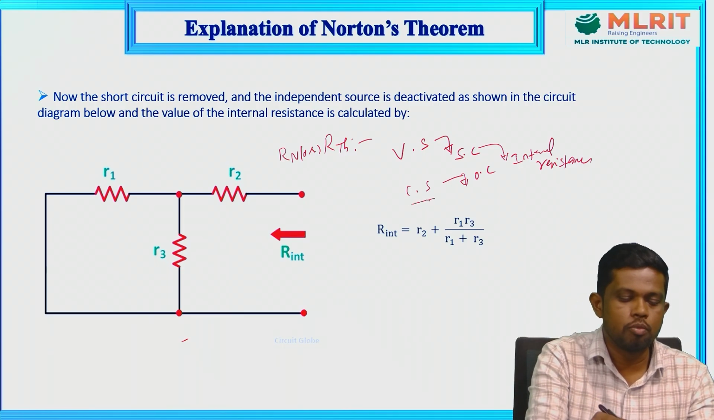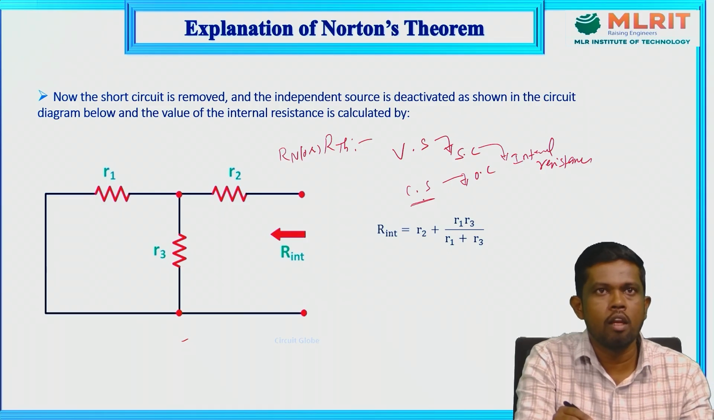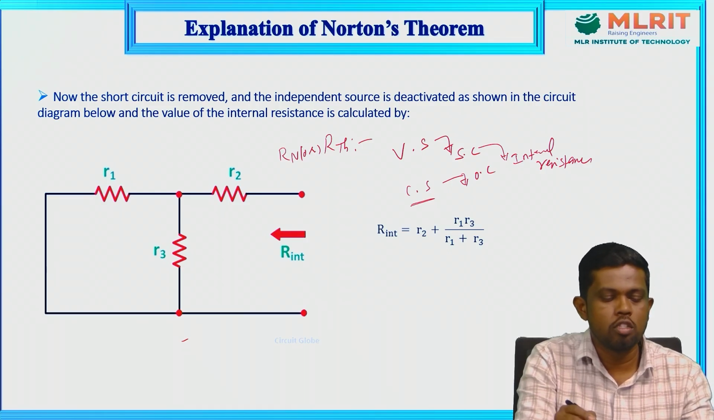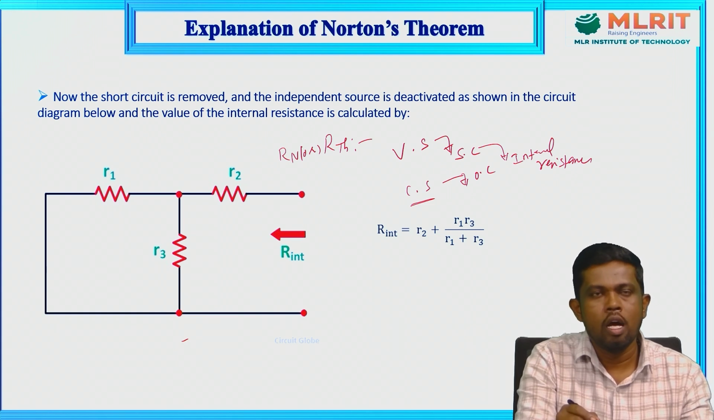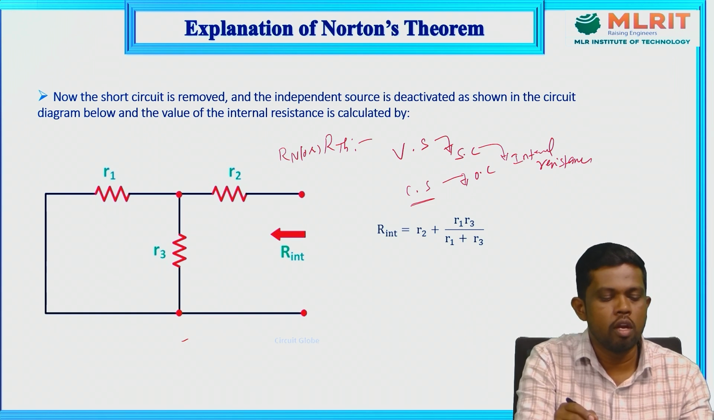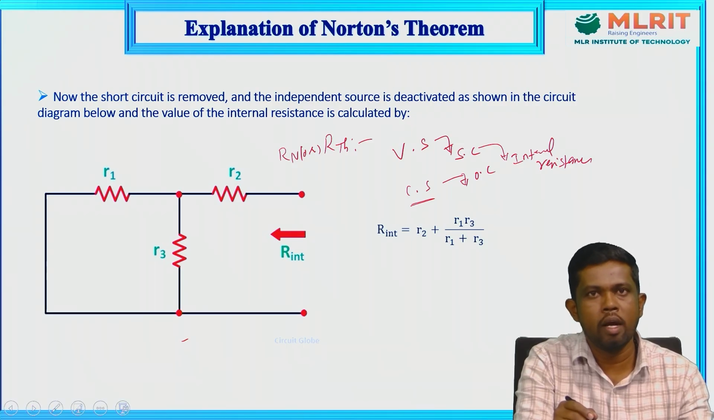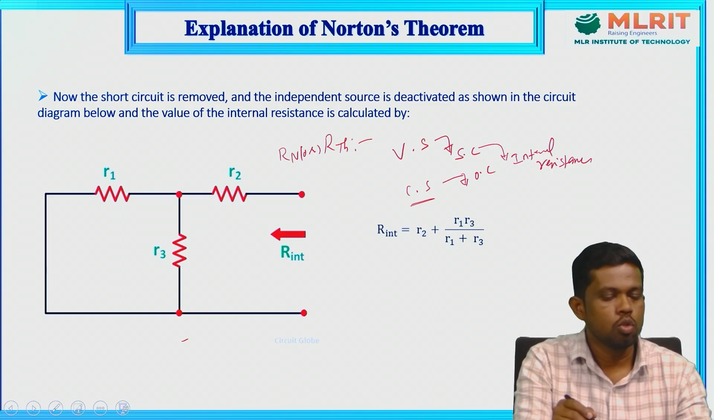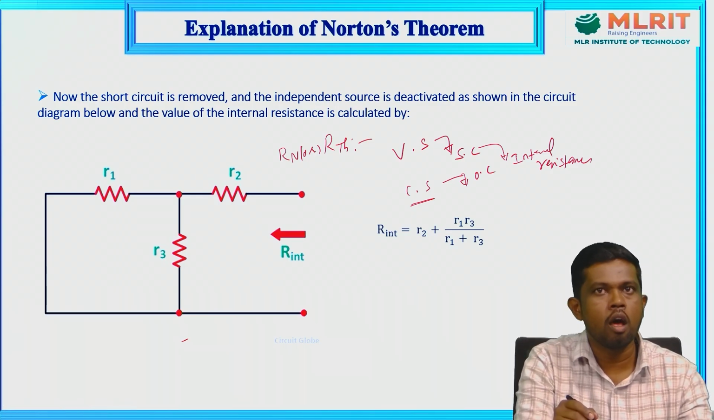Here it is the same. If there is a current source present in the network while calculating the RN or RTH, we can simply remove or deactivate it and replace the terminals by its internal resistance. The ideal current source's internal resistance should be infinite. That's why we can simply replace it by an open circuit terminal or open circuit path. So that is the procedure to get the RN or RTH.